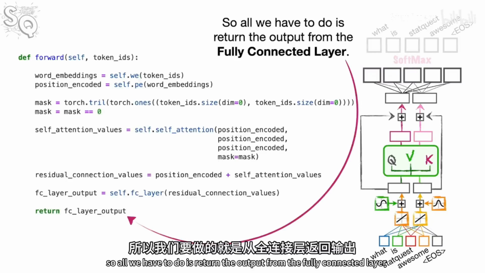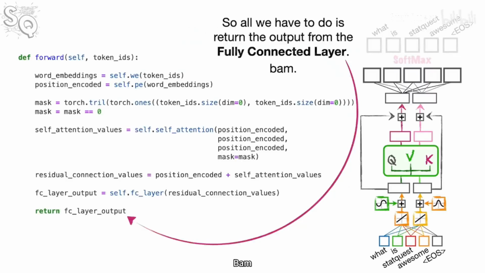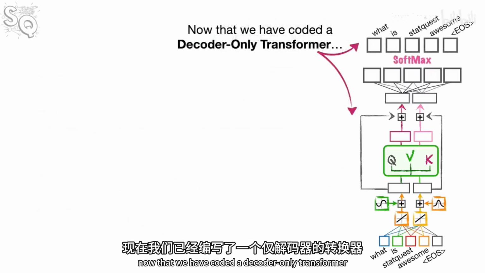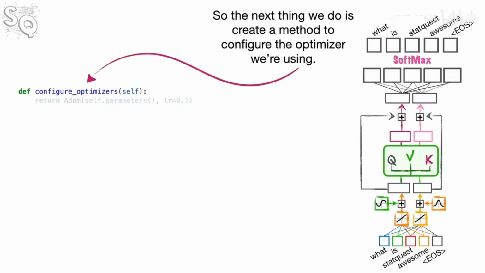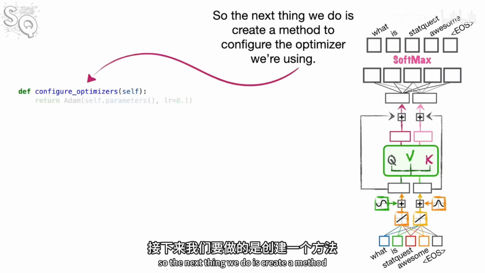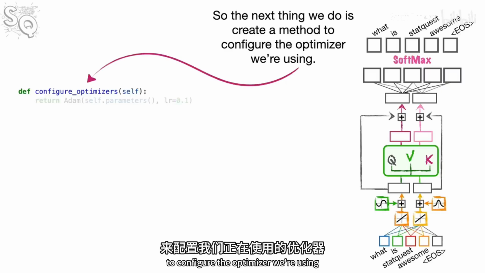So all we have to do is return the output from the fully connected layer. Bam! Now that we have coded a decoder-only transformer, we need to write the code required to train it. So the next thing we do is create a method to configure the optimizer we're using.